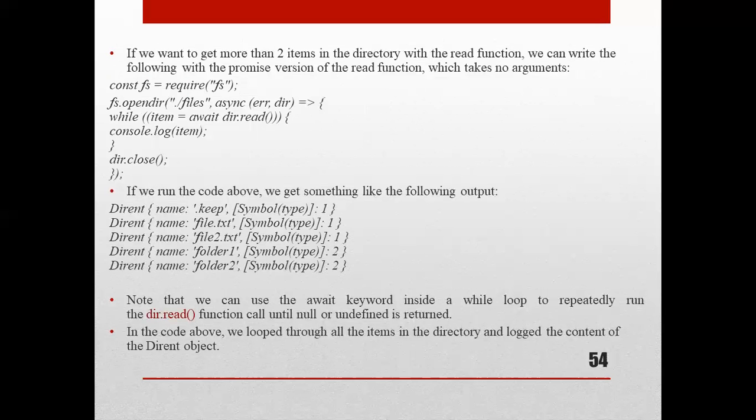In this example, if we want to get more than two items, since we have seen only two items here, then we can use loops. Here you can see const fs = require('fs'), importing the file system, and with that object, fs.opendir opens the directory asynchronously with a callback, and we use a while loop: while item equals await dir.read. Close that while loop and print the item, and at last call dir.close.